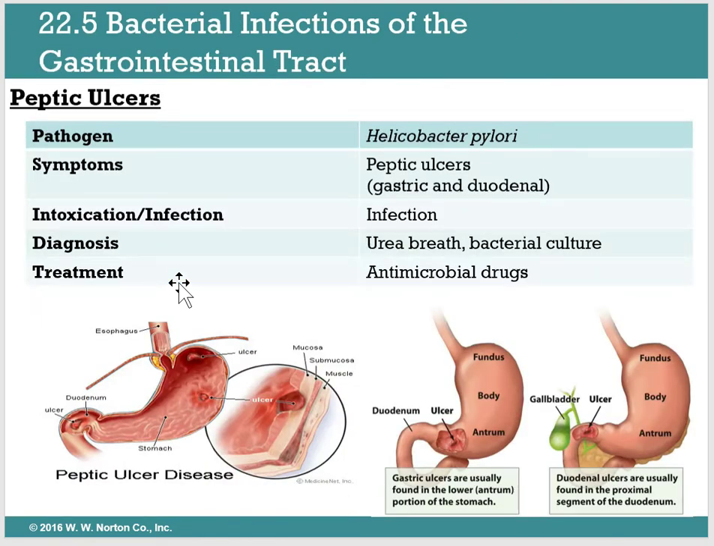Also, we have peptic ulcers. So peptic ulcers is commonly caused by H. pylori, or Helicobacter pylori. So it will cause an ulcer, meaning that it will start causing severe inflammation on the mucosal lining within the stomach. And then sometimes it even creates a hole in the stomach, depending on if it's extremely severe. For the most part, peptic ulcers are found along the lower part of the stomach. They can be found elsewhere, but they're generally on the lower part.